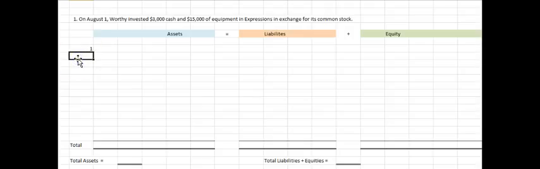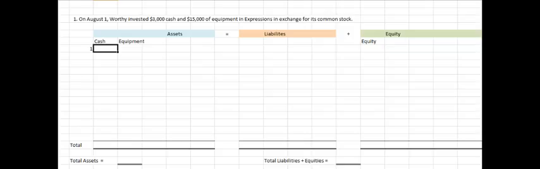Now we're going to put column headings. First of all, we have to know what type all these accounts are. So we said cash, equipment, and common stock. What type of account is cash? We know that cash is an asset, so I'm going to put cash right here. Then what about equipment? We know equipment's also an asset, so I'm going to put equipment right here. And then what about common stock? What type of item is common stock? We know that common stock is equity, so I'm going to go ahead and put a column for equity right here.